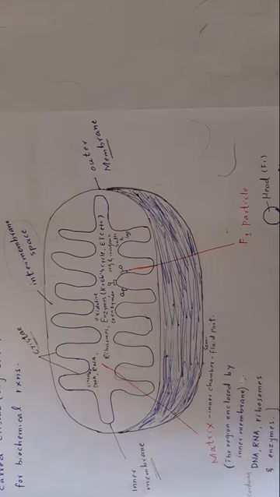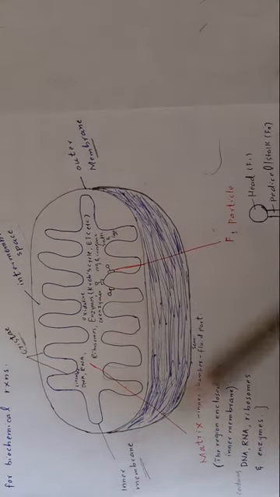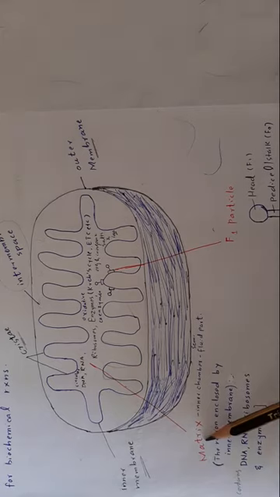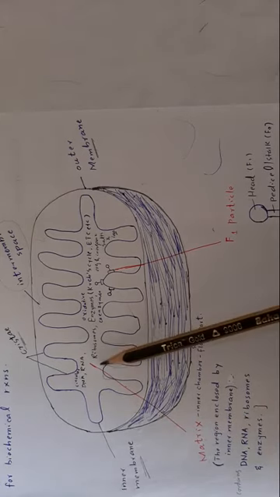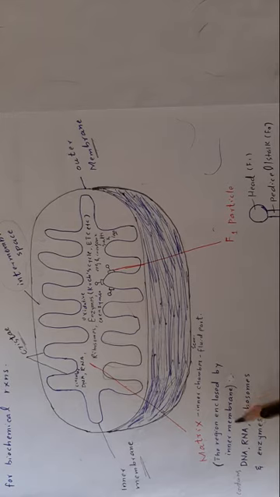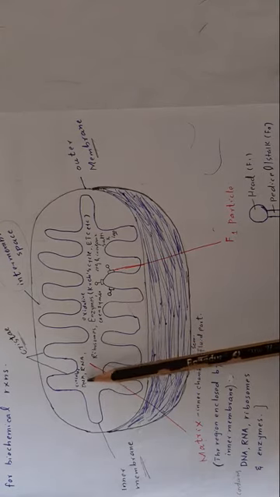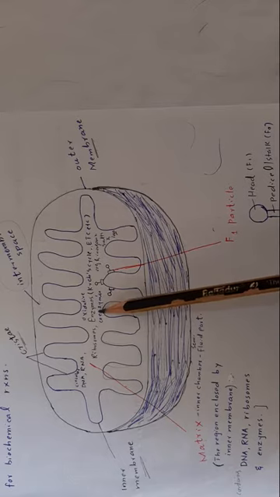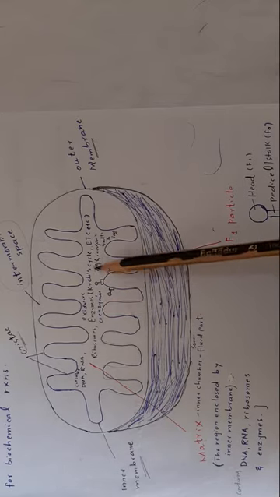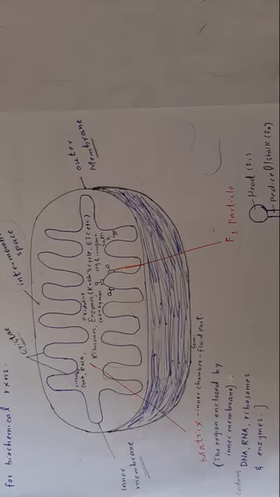And this region is called the matrix. What is the matrix? This is the inner membrane, and the region enclosed by the inner membrane is the matrix. It contains circular DNA, RNA, ribosomes, enzymes, and coenzymes for the Krebs cycle and electron transport chain.